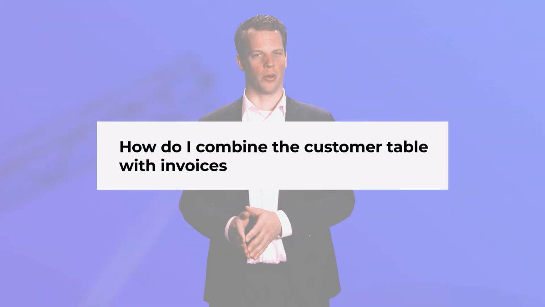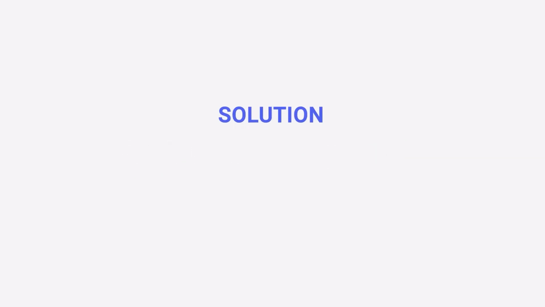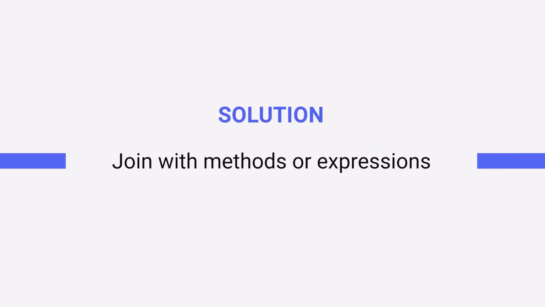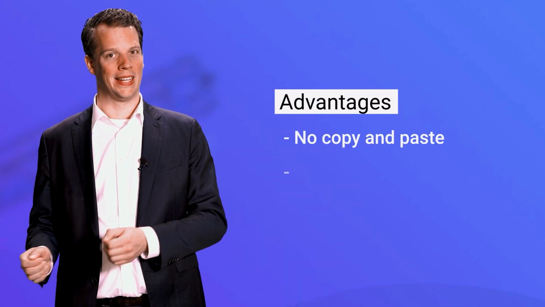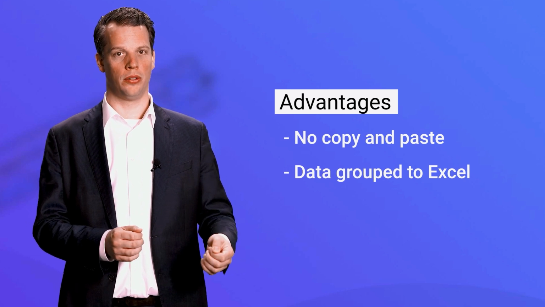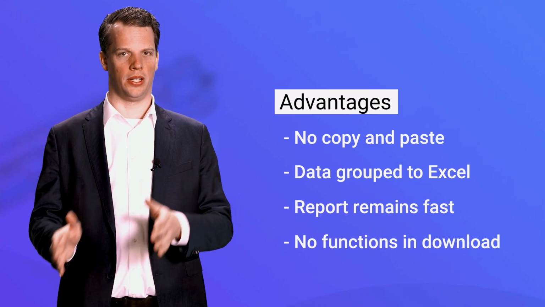Problem: how do I combine the customer table with invoices? The solution is to make a download of the customer table and join this table with invoices with the help of methods. For sales, we have made a report based on articles with the help of expressions. The advantages are that you don't have to copy and paste, the data is directly grouped to Excel, the report remains fast, and you don't have any functions in the download. Tim will show you how this works in practice.